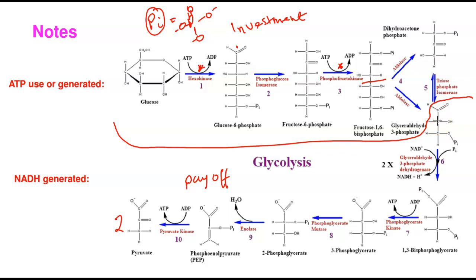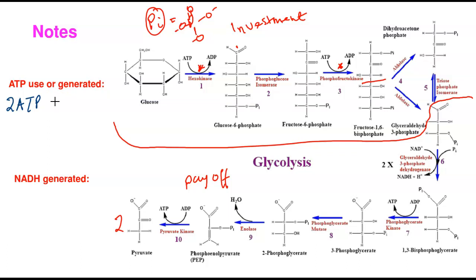What has happened here now? Let's take note what has happened. 2 ATP molecules have been used. Here, 1 molecule was used. Here, another. So we've used 2 ATP molecules actually. Or maybe let me use a different color to do this. So 2 ATP molecules have been used in this phase of reaction. We've not generated any NADH.